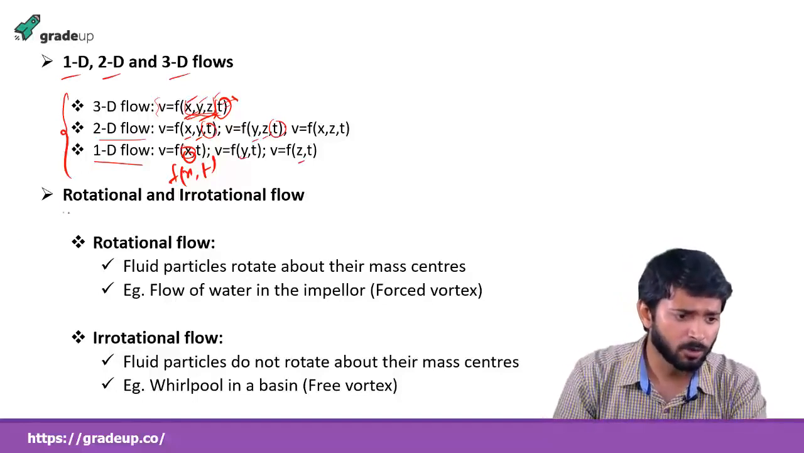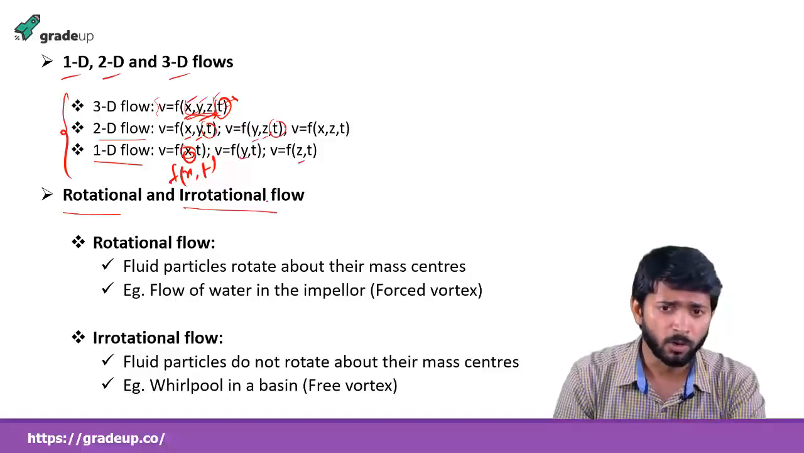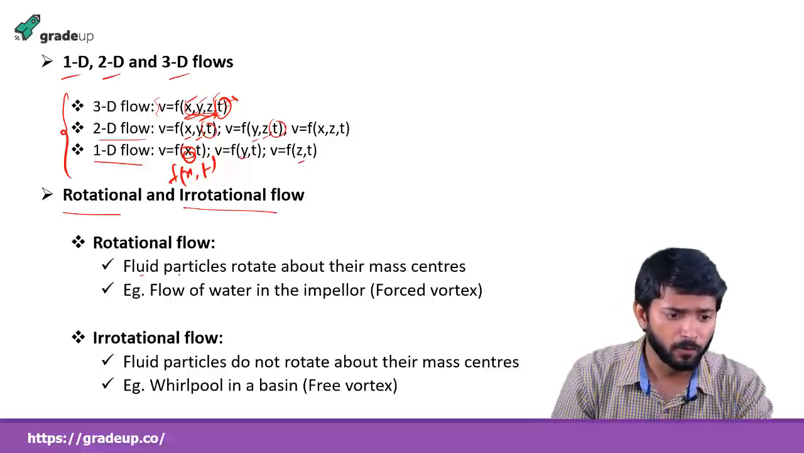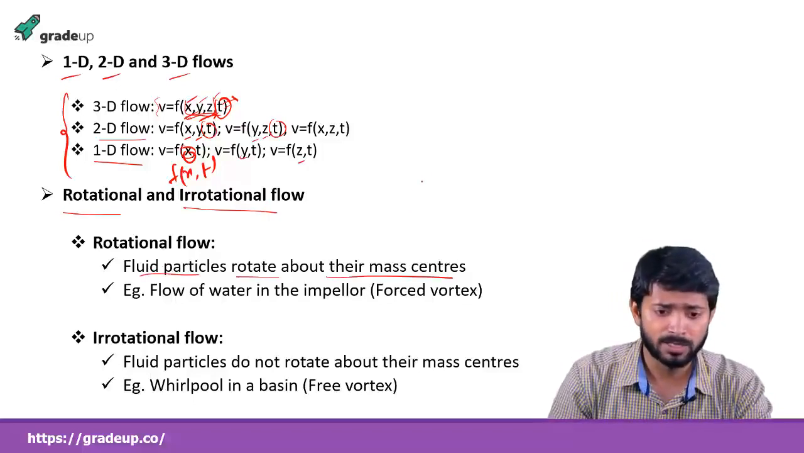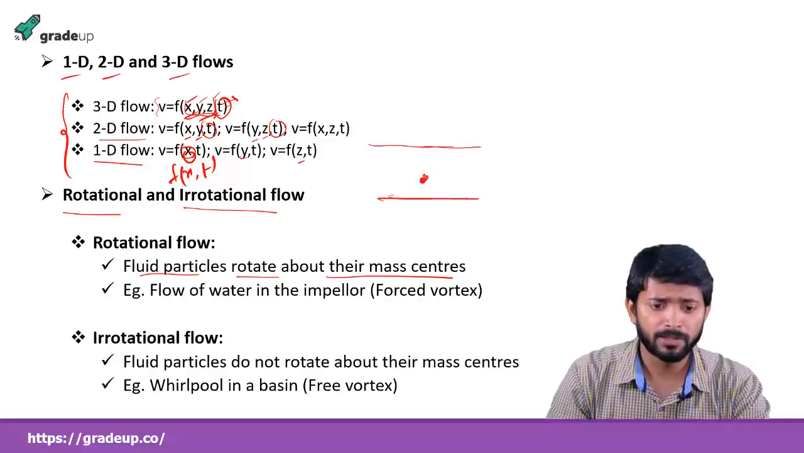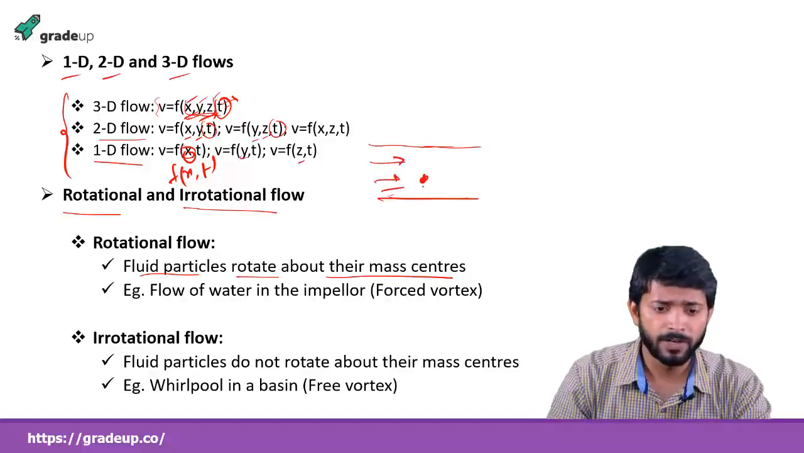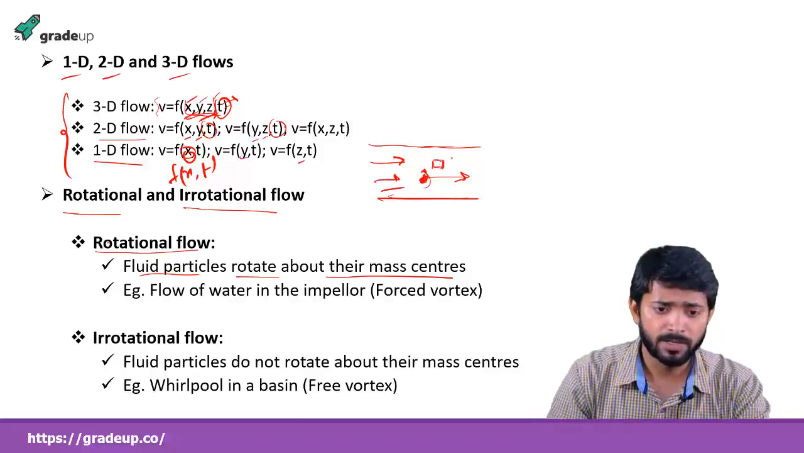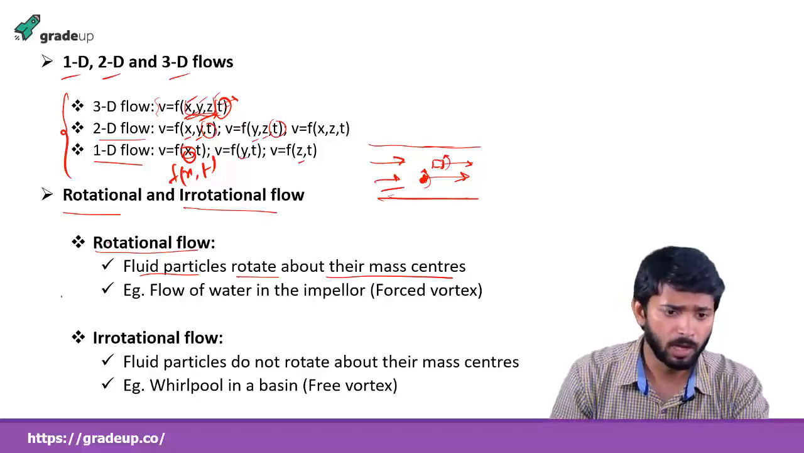Now moving on, talking about rotational and irrotational flow. Rotational flow means a rotation of a fluid element at its location. When a fluid particle rotates about its center of mass, say it is some flow. Here the fluid element, if it is rotating about its center of mass and moving along with the flow, this type of flow is known as rotational flow. And if this element is not rotating about its center of mass and just keeps on moving along with the flow, this type is known as irrotational flow.